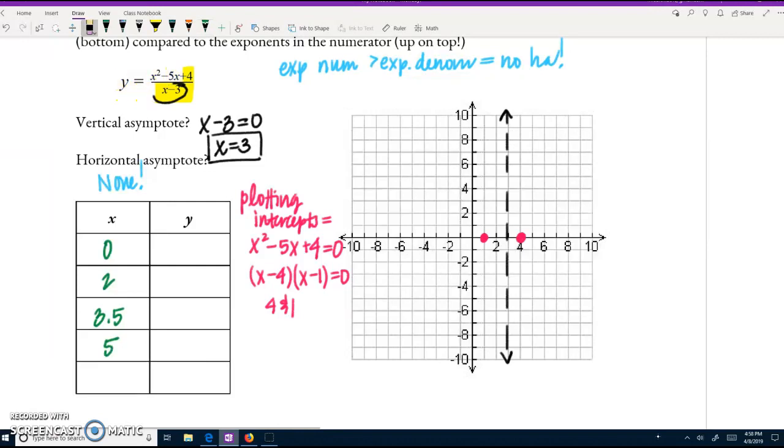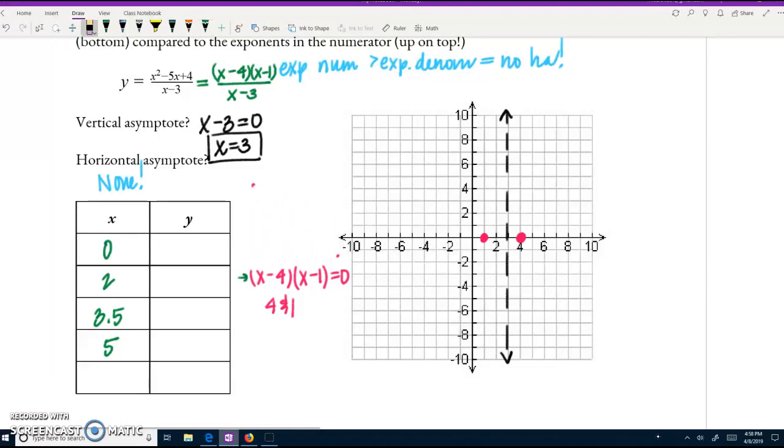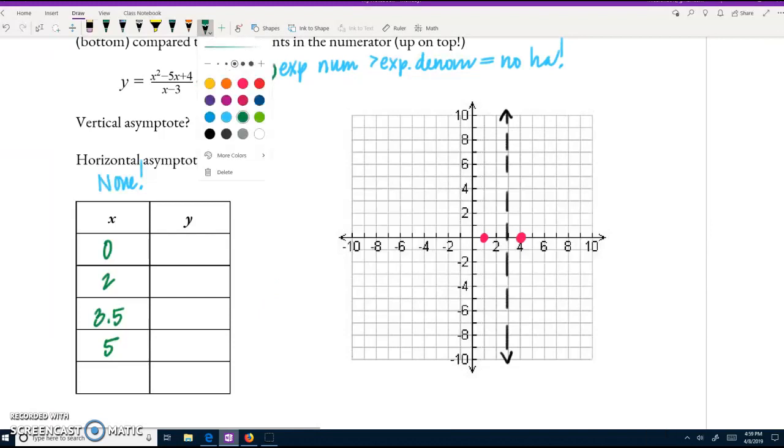So just like before, now we've got some point plugging in to do. And I like to do this in the factored form. So I just factored my numerator over here to make it x minus 4 times x minus 1 all over x minus 3. I just think that's easier to plug into. If you don't like that as much, though, you can certainly plug into the quadratic. So I'm going to plug my points in this darker blue.